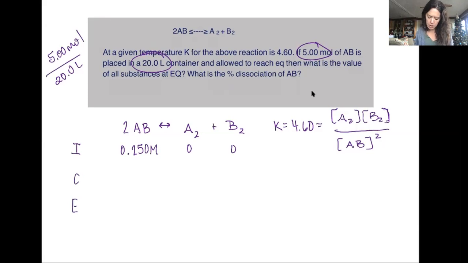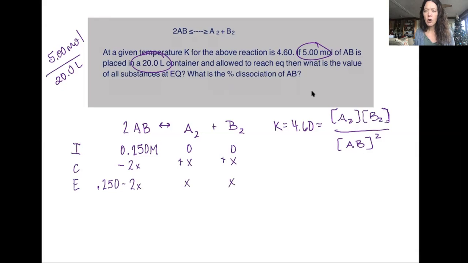And what is the percent dissociation? I'm actually going to pull these up because I know I'm going to need my space. Okay, I will go in the forward direction. I have no products. I need to form some products. I will lose 2 x's. I will gain an x. I will gain an x. Therefore, this is 0.250 minus 2x. This is x. This is x.